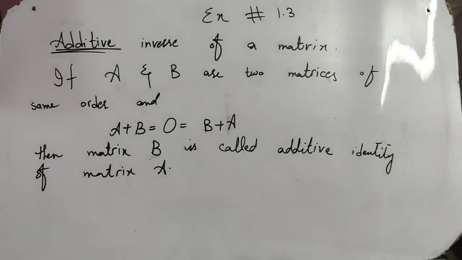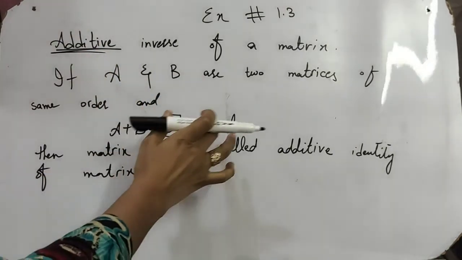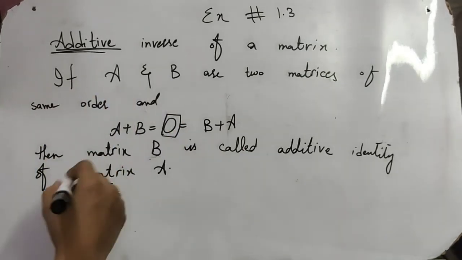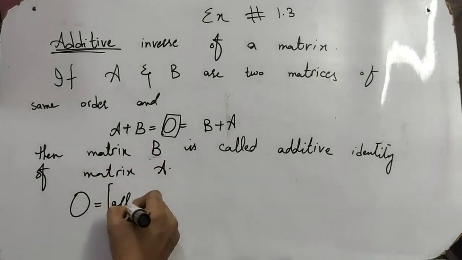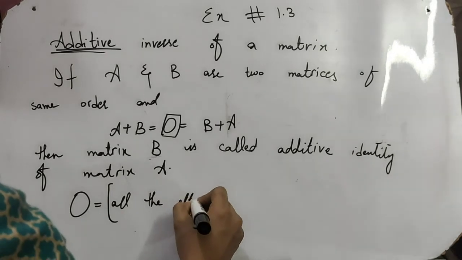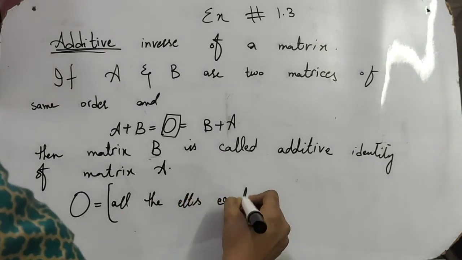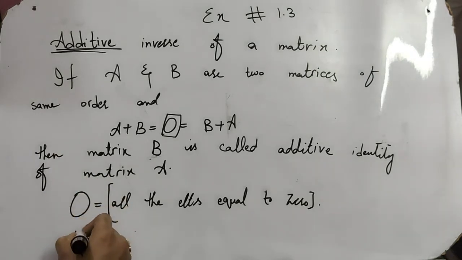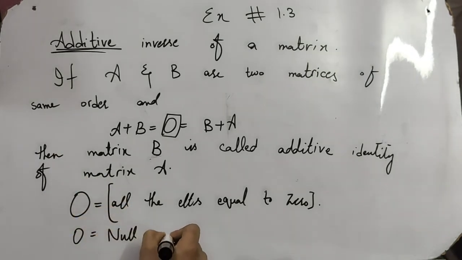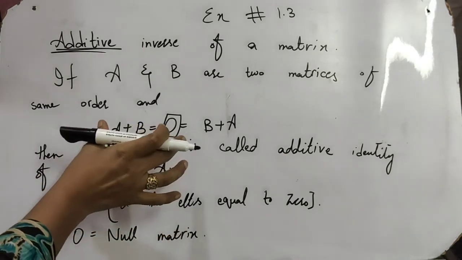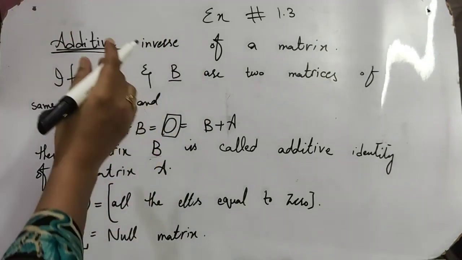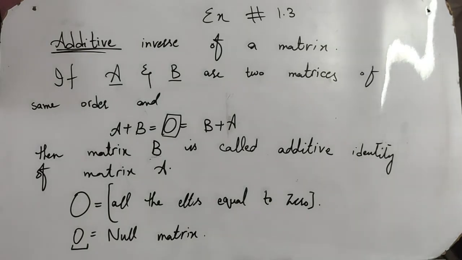Here the question is: what is the O? Because we know that we take two matrices, A plus B and B plus A. Okay, but what is O? O means a matrix which has all the elements equal to 0. Okay, it means O is a null matrix of the same order which A and B have. The O has the same order like A and B.